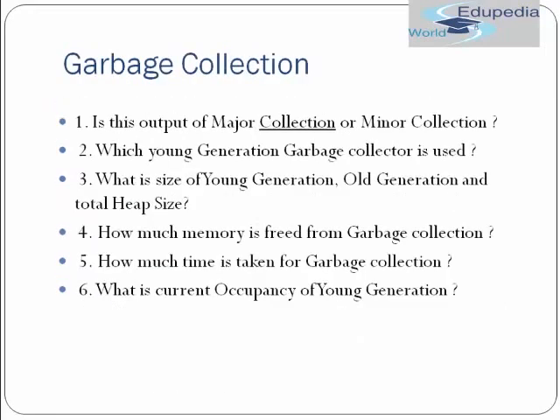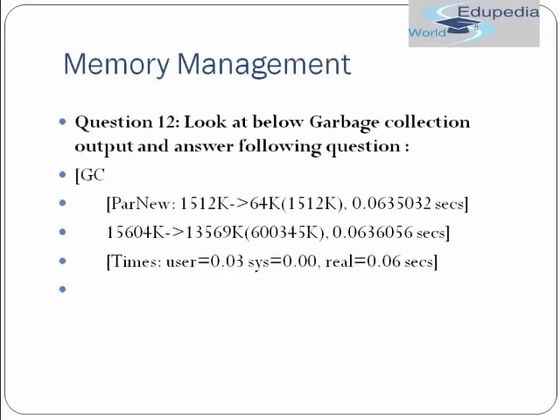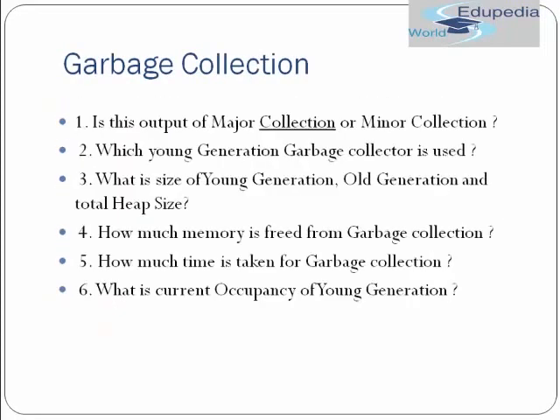Okay. Then the next question we have is, what is the current occupancy of the young generation? This we have already seen in the first line, which is 64K. So that's why the answer is 64K. Okay, so that was the occupancy of the young generation.